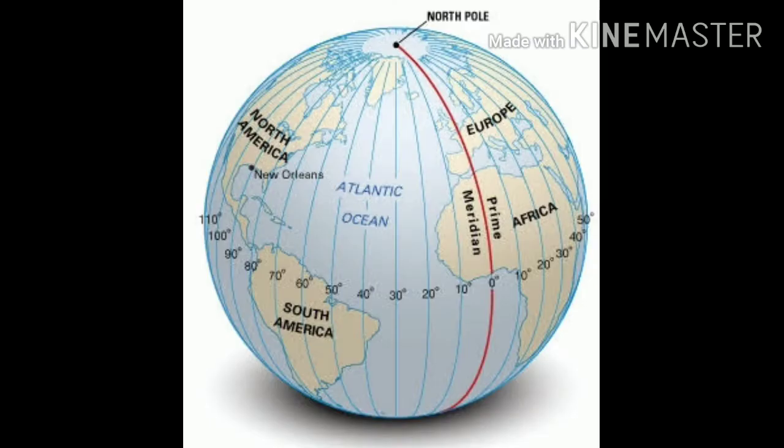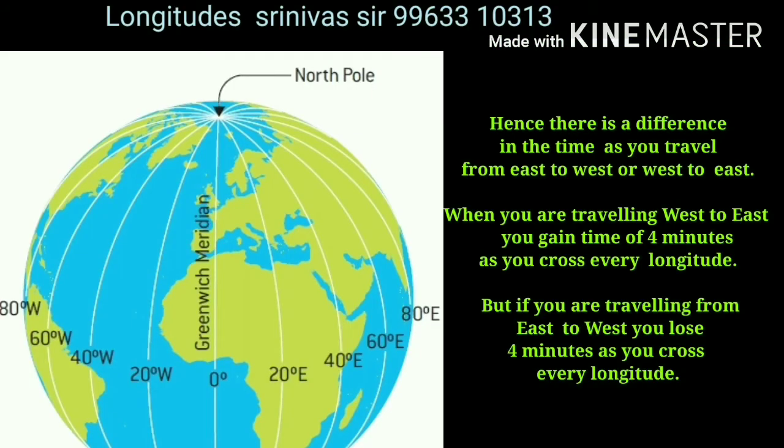So what have we understood? We have understood that the time is different in the eastern hemisphere and western hemisphere. As the earth rotates from west to east, those places east of Greenwich will be ahead of Greenwich time and those to the west will be behind it. Hence, there is a difference in the time as you travel from east to west or west to east.